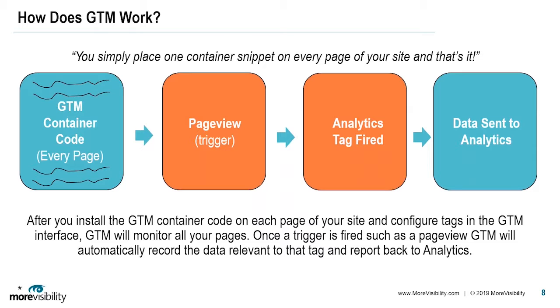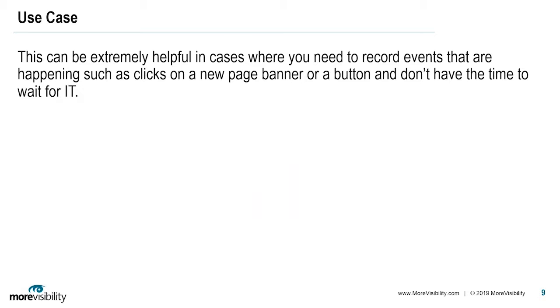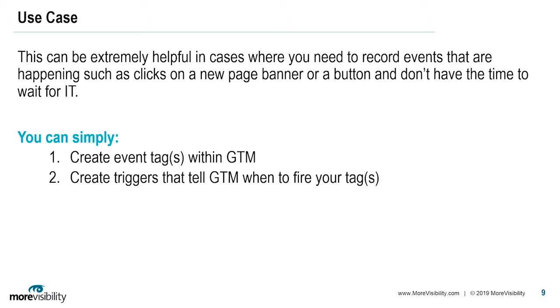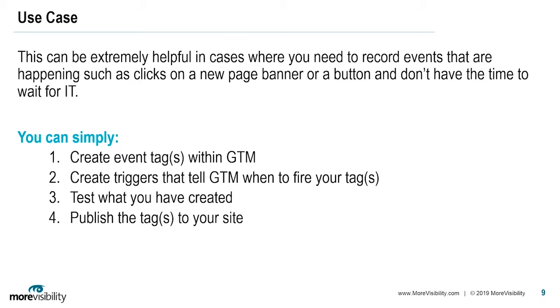You'll have one container code on every page that will contain all of that code that you want to fire based on tags. So let's look at a use case. This can be extremely helpful in cases where you need to record events that are happening, such as clicks on a new homepage banner or even buttons that don't have time to wait for IT to go ahead and code. You can simply create the event tags within Google Tag Manager, create the triggers that will tell Google Tag Manager when to fire those tags, test what you've created, and then publish those tags to your site. And that's it.